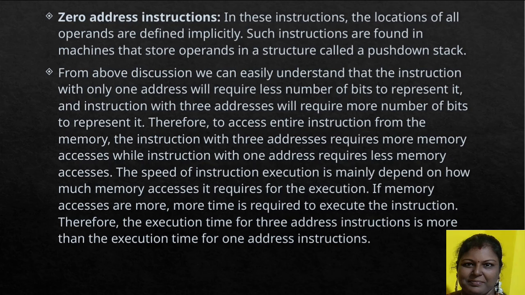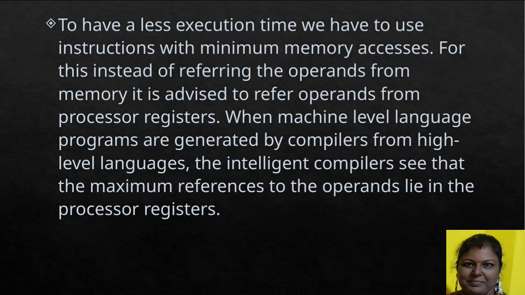Now, when we compare instructions by how many addresses they include, fewer addresses mean fewer bits are needed to represent them. That also means fewer memory accesses, which makes execution faster. So, instructions with 3 addresses take longer to execute than those with just 1, simply because they require more memory access. To speed up execution, we need to minimize memory accesses in our instructions.